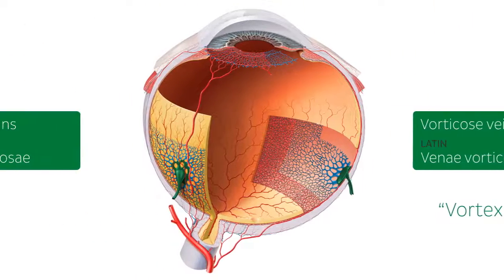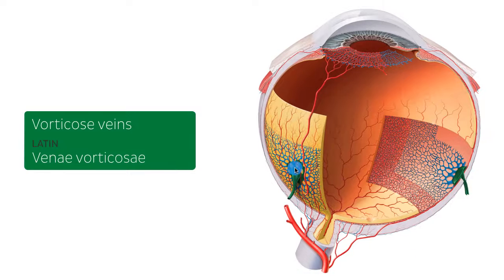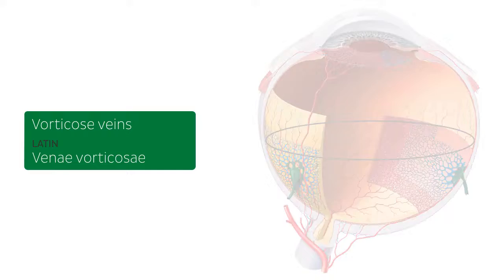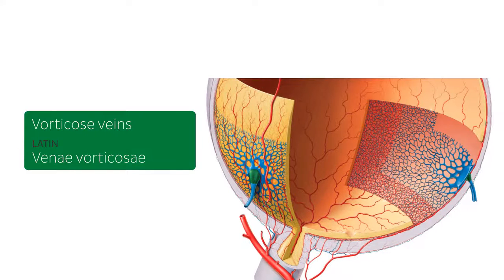As we can see in the next image, the vortex veins run posteriorly within the sclera. They also exit the eye posterior to the equator, which is an imaginary line equidistant between the anterior and posterior poles. If we zoom in slightly, we are able to see this dilation of the vorticose vein here, which is referred to as the bulb of the vorticose vein.